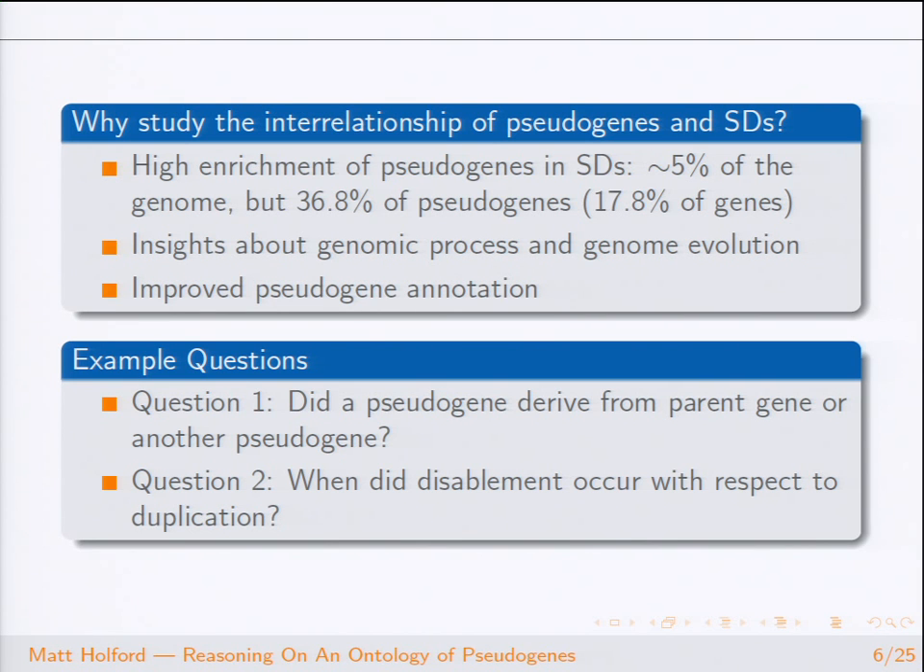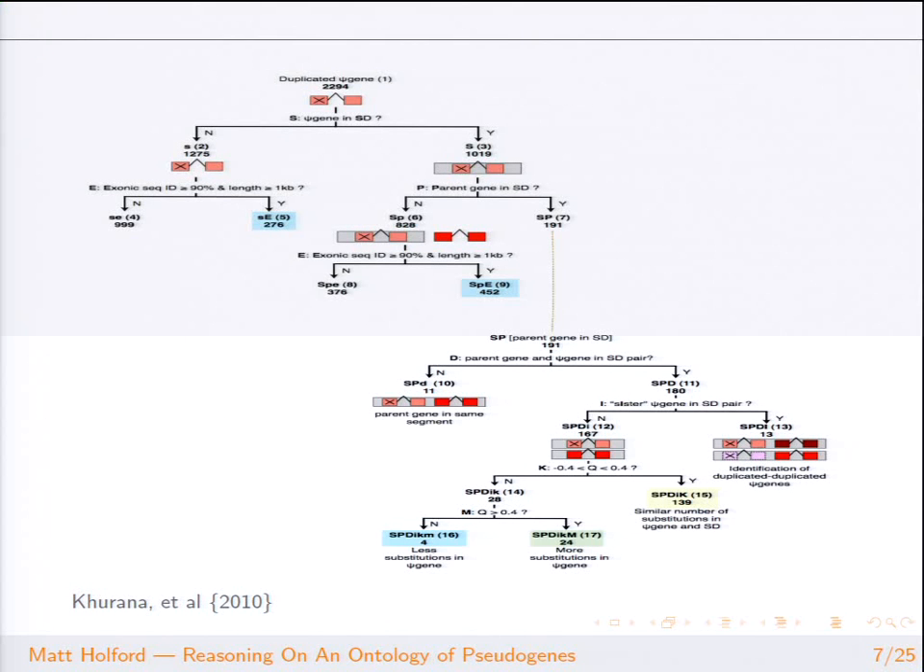The second thing we looked at is the substitution rate in the pseudogene and the surrounding region, and this allowed us to infer when disablement of the pseudogene occurred with respect to when the duplication occurred. To do this, we found it useful to create a formal tree-like structure consisting of a hierarchy of pseudogene types. As you can see from that diagram, we created the hierarchy by entering and classifying pseudogenes in this manner.